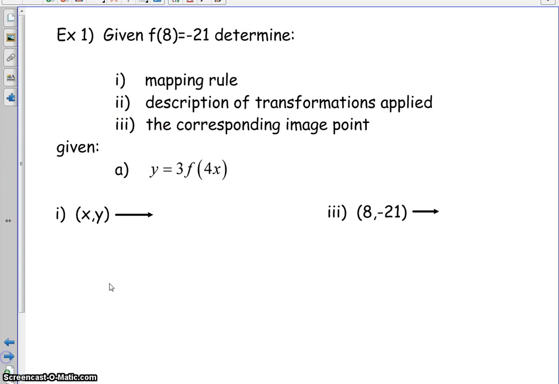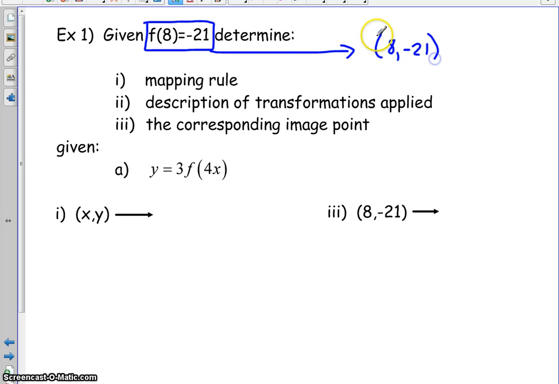Okay, with all that, now let's actually try and do an example, or 2 or 3 or 4. So in this particular case, what I'm giving you is telling you that f of 8 equals negative 21. Now, hopefully from your function notation, remember that this means that we have a point where when x equals 8, y equals negative 21. That's what that's telling you right there. And given a transformed version of f right here, again, we don't know what f is. It could be any function. We want you to determine the mapping rule, describe the transformations that happen, and then find where the image point of 8, negative 21 goes.